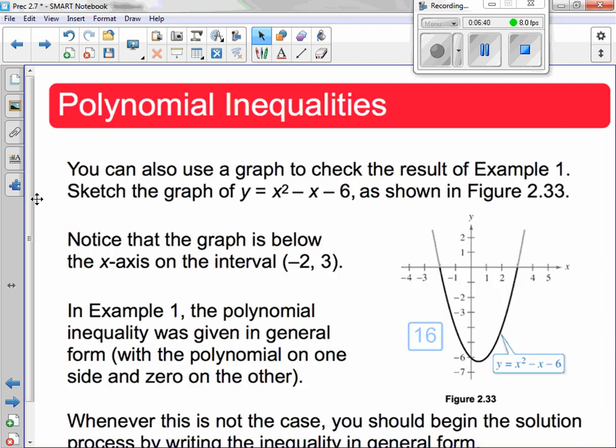And we found out that's what works. This is what the graph looks like. I see that it's less than 0 here, so those are the points that work.